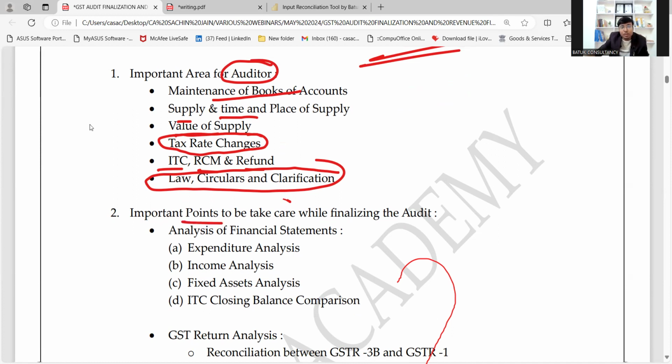Now, important points to be taken care of while finalizing the audit. What things should I keep in mind while finalizing the GST audit?